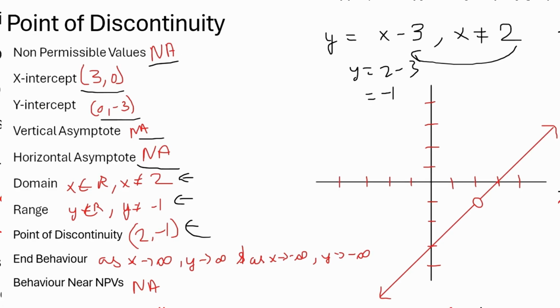Okay, so I made a little mistake. There is actually a non-permissible value, which is x cannot be 2, right? X equals 2. I got confused because there's no horizontal asymptote. So there is no horizontal asymptote, but there's still an NPV. And so the behavior near the NPV is as x approaches the NPV, y approaches negative 1. Okay? Everything else stays.